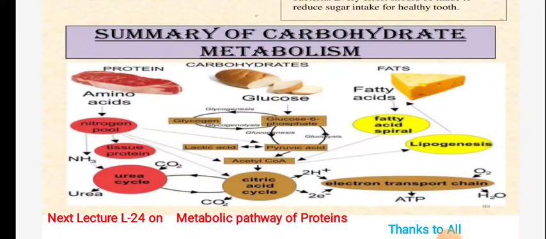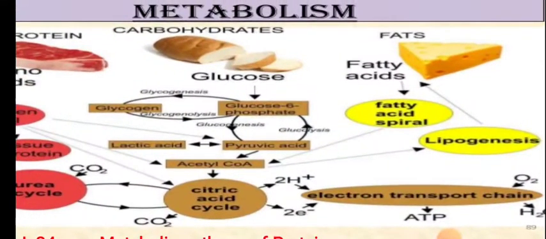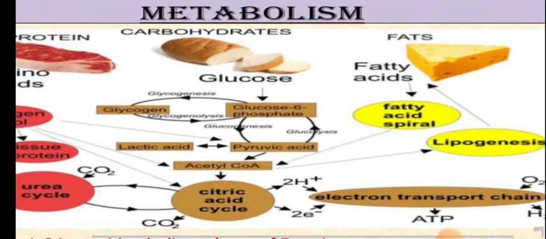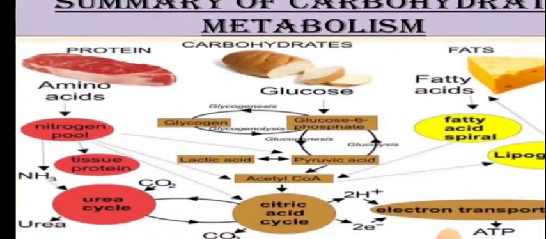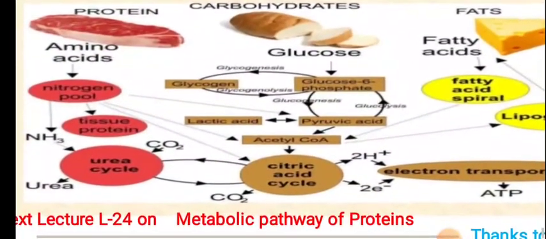So in the summary of carbohydrate metabolism, as we know, glucose mainly has these cycles: glucose, then gluconeogenesis, glycogenesis, then it gives pyruvic acid, pyruvate, acetyl CoA, citric acid, then on the right-hand side it gives electron transport, ATPs, lipogenesis, fatty acids, and fats. In protein metabolism, amino acids side by side also show the development of urea. So this is all about the metabolic pathway of carbohydrates.